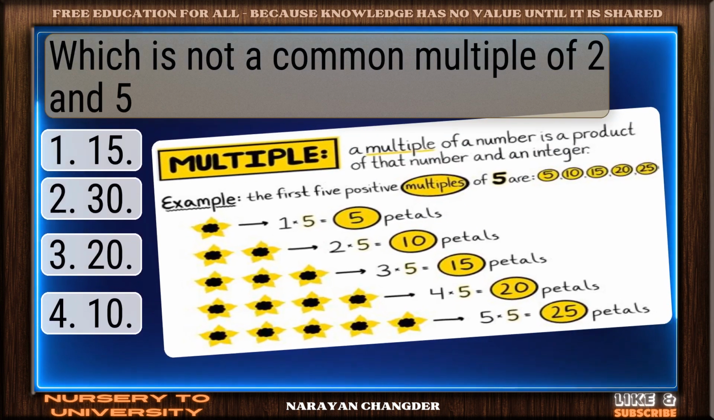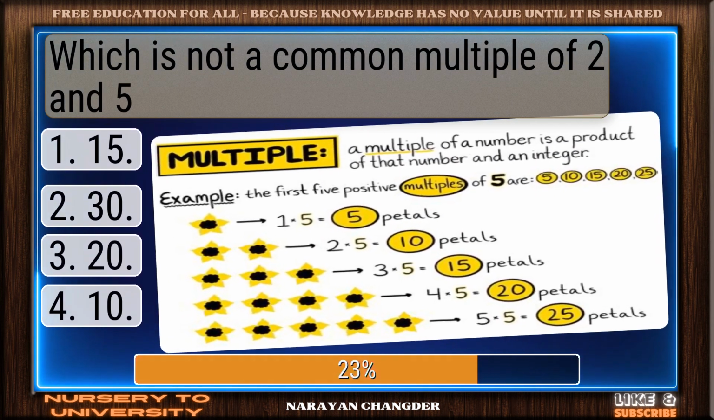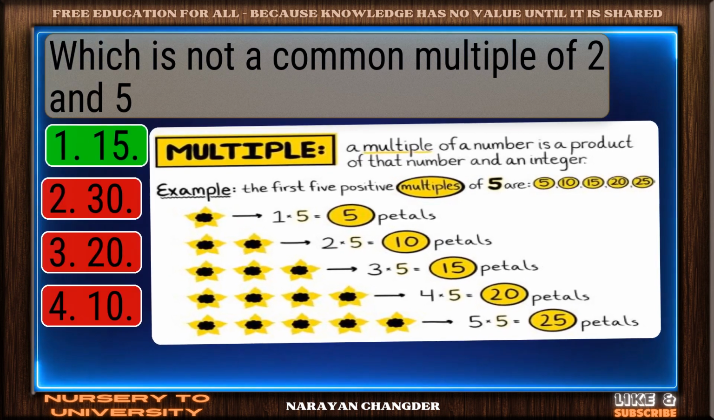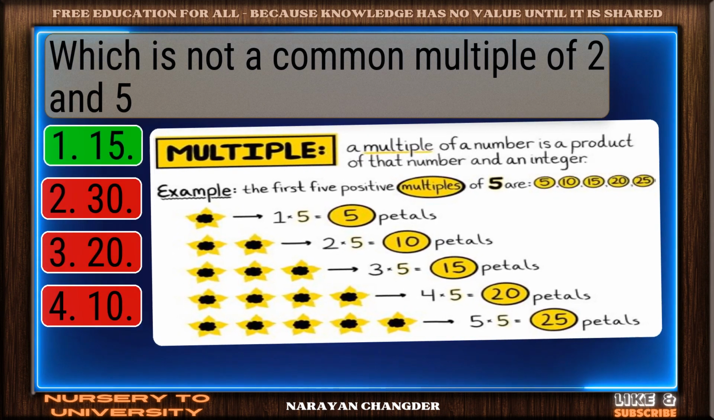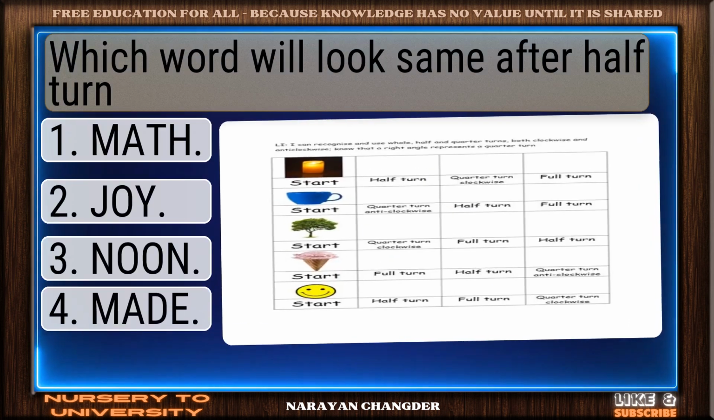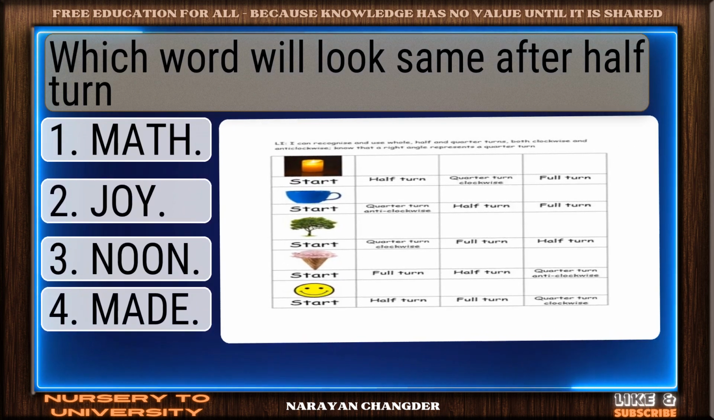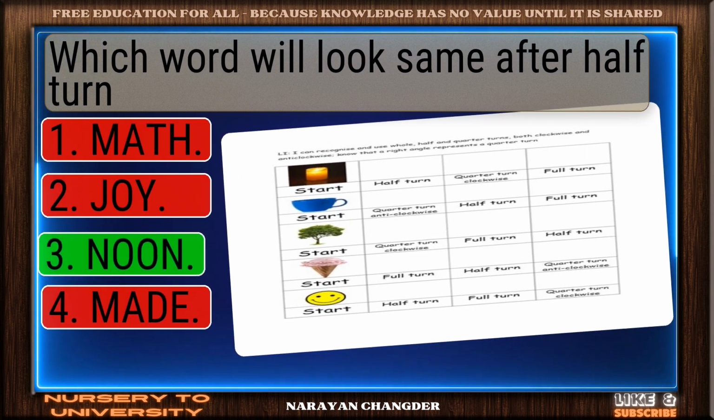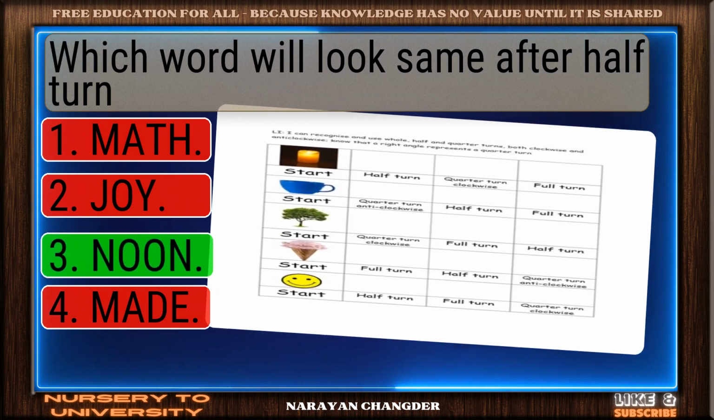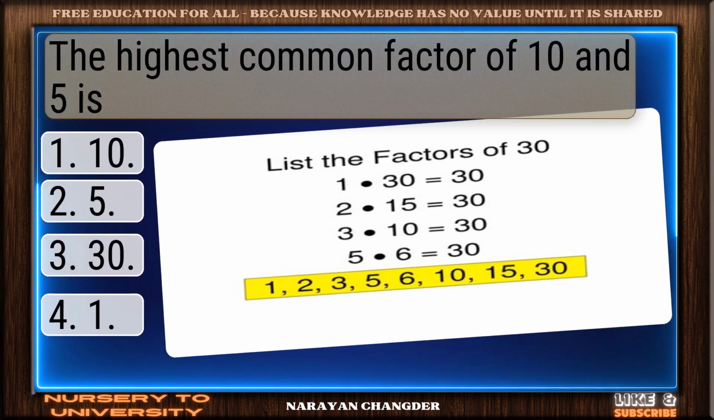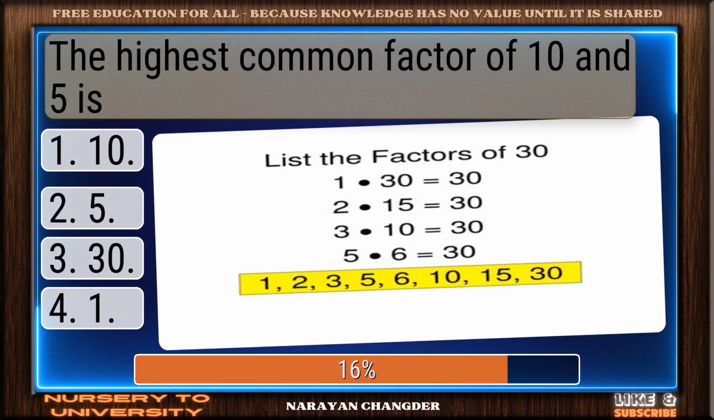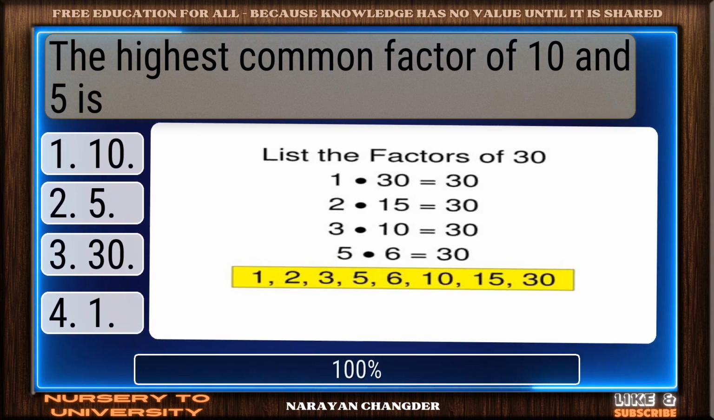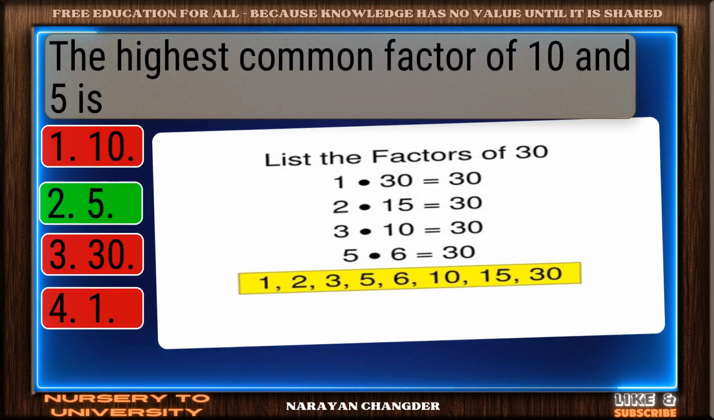Which is not a common multiple of 2 and 5? Correct. 15 is the right answer. Which word will look same after half turn? Nice work. You chose noon and it is correct. The highest common factor of 10 and 5 is? Well done. 5 is the right choice.